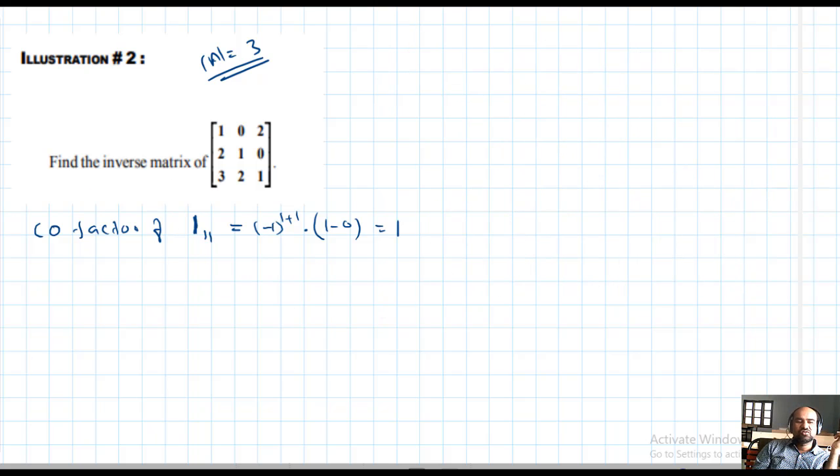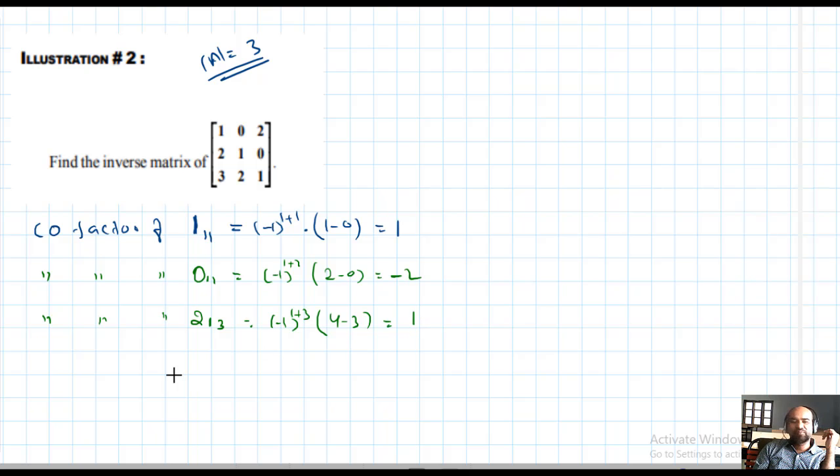Okay. Next, cofactor of 0, that is 1 2, that is equal to minus 1 power 1 plus 2, into that row, that column removed, 2 minus 0, that is equal to minus 2. See here, minus 2 only. Cofactor of 2, that is first row, third column, that is equal to minus 1 power 1 plus 3. Okay students, that row, that column removed, 4 minus 3, that is 1, that is totally 1.